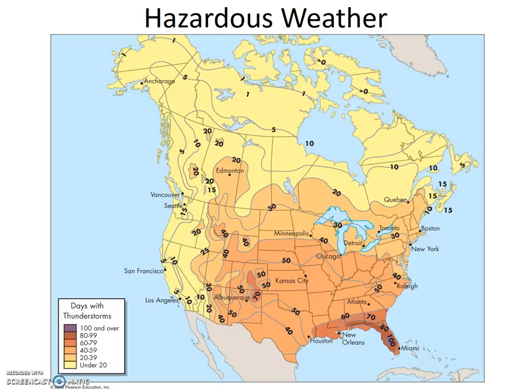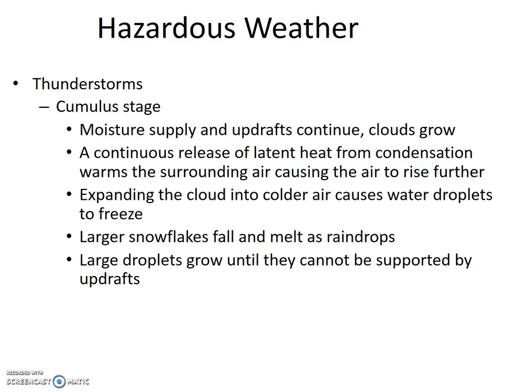What's the general pattern? I would say a gradual increase in the annual number of thunderstorm days towards areas that are warmer and moister in the deep east, deep southeast. Agree? There are several stages in thunderstorm development and dissipation, and we will go over them in a little bit.